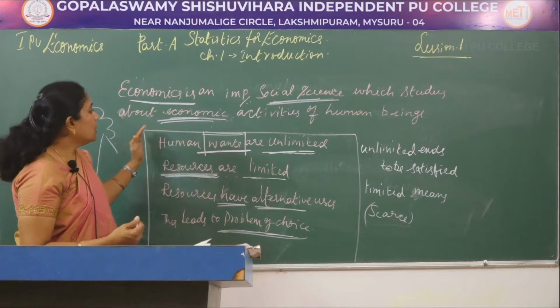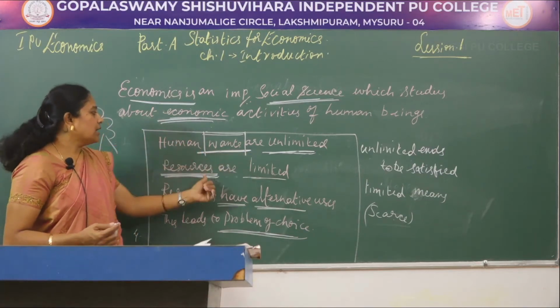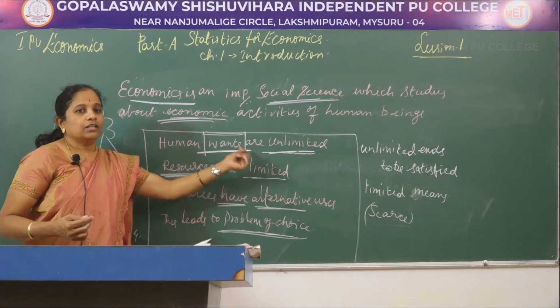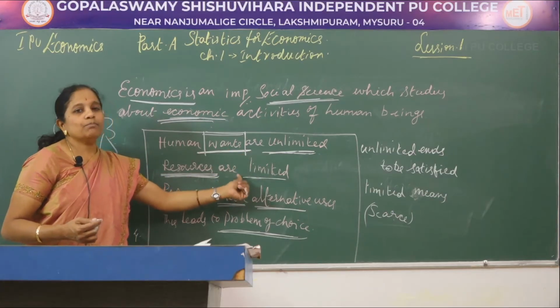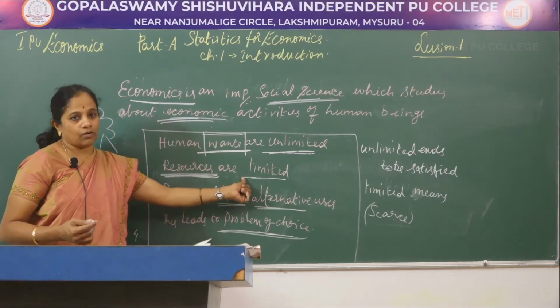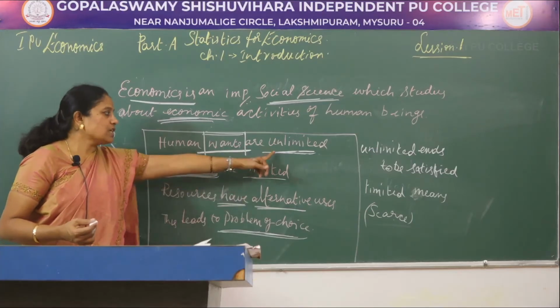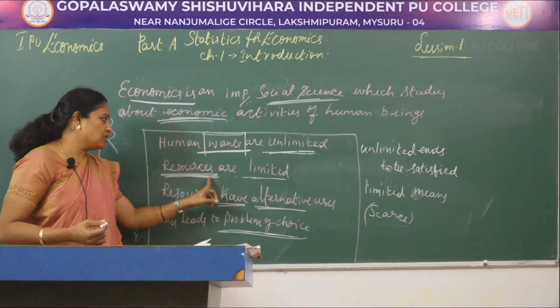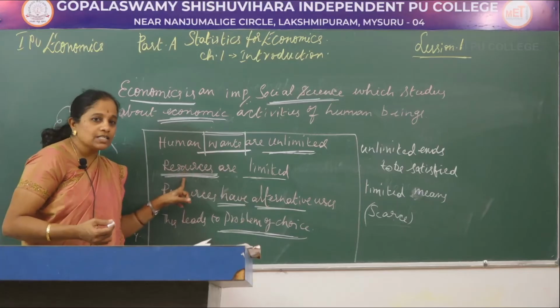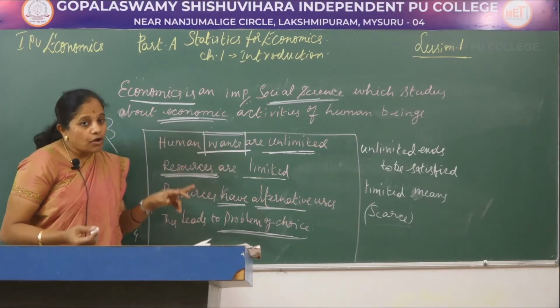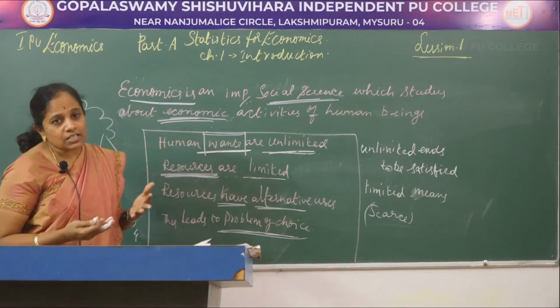So therefore human wants are unlimited and the resources are limited. This is a very important sentence in economics. So to satisfy these unlimited wants, we have to either increase these resources, or if not, we should not spoil these resources.